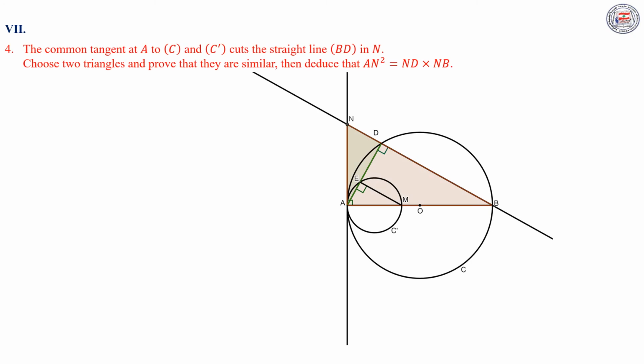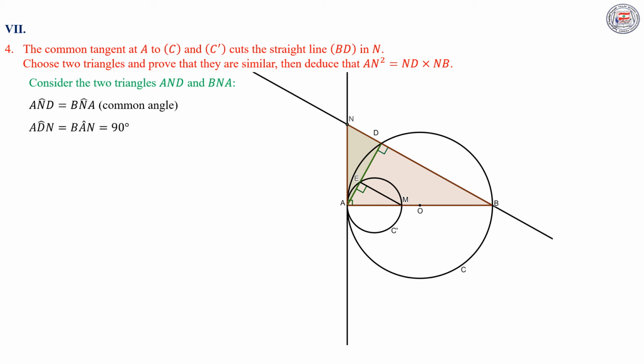In part 4, the common tangent at A to C and C' cuts the straight line BD in N. Choose two triangles and prove that they are similar, then deduce that AN squared equals ND times NB. Let us consider the two triangles AND and BNA. We have angle N common, and ADN equals BAN equals 90 degrees. So two angles of the first triangle are equal to two angles of the second triangle, then AND and BNA are similar.